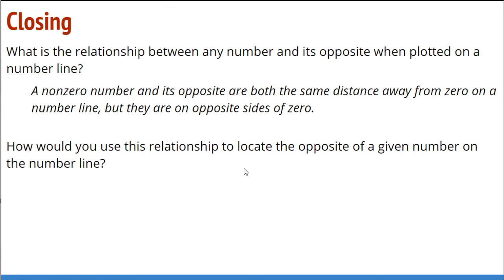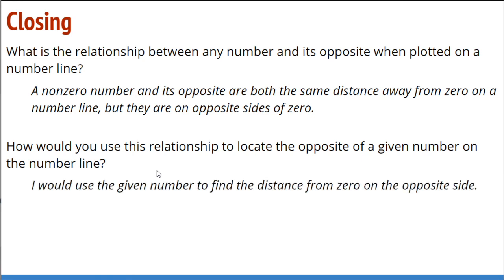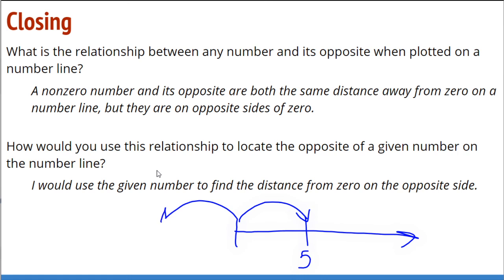Now, how could you use this relationship to locate the opposite of a given number on the number line? Well, I could use the given number to find the distance from 0 on the opposite side. So I know if I've got a positive 5, that I am 5 from 0 in the positive direction, which would mean that I would want to go 5 from 0 in the negative direction to find the opposite number.